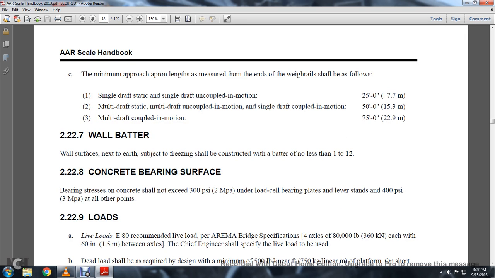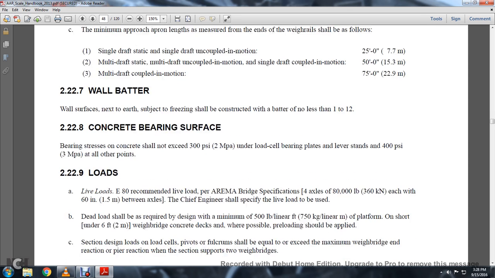228 Concrete bearing surface. The bearing stress on concrete shall not exceed 300 psi under the load of the self-bearing plates, lever stand, and 400 psi at all other points.